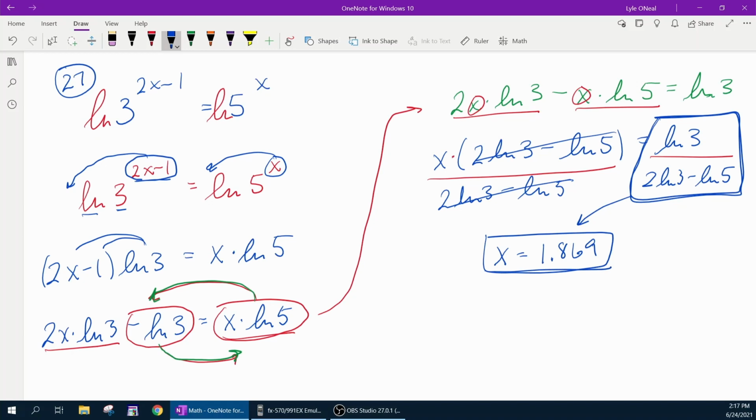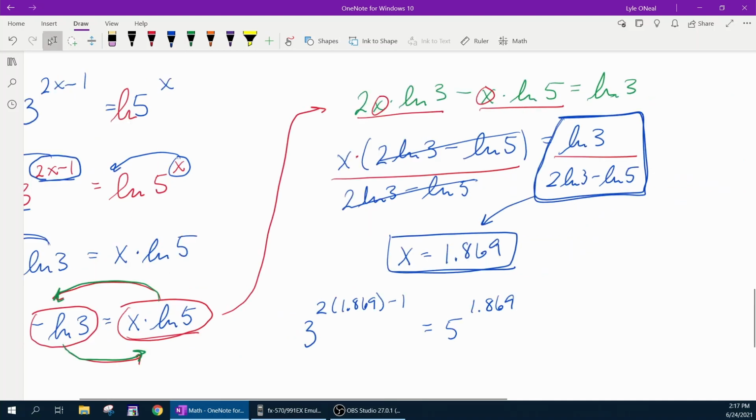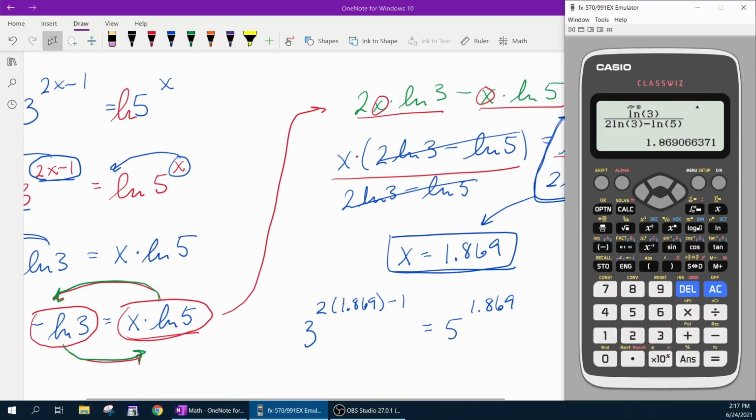And if I wanted to, I could plug that back in and check it, which I think I will demonstrate this time. Okay, so let's say 3 to the 2 times 1.869 minus 1 equals 5 to the 1.869. Now, if you're wondering how I'm going to check that with the calculator, what I'm going to do is calculate the left-hand side and the right-hand side and see if they're very close to being equal. Remember, they shouldn't be exactly equal because this isn't the exact answer. It's an approximate solution.